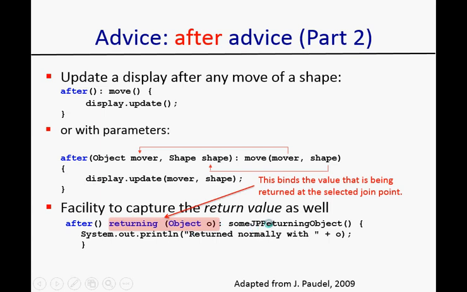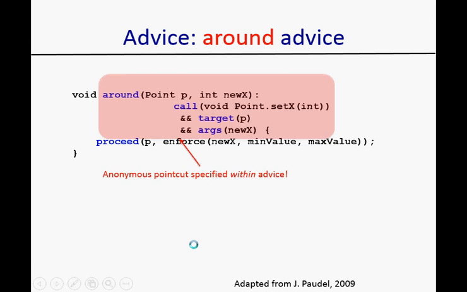Here's a join point returning some object, and we can log what that return value was. Think about that for debugging, or for testing, for example. Okay.